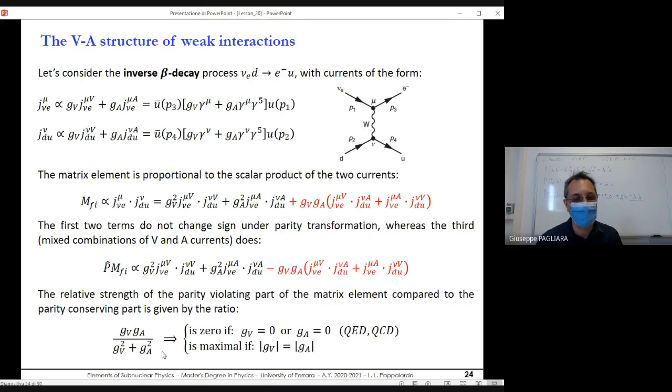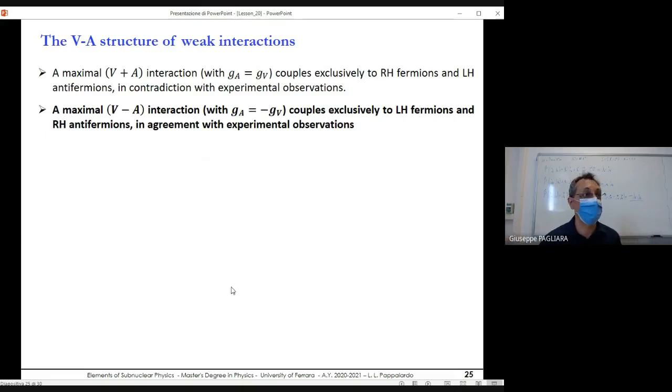On the other hand, it is maximal if GV is equal to GA in magnitude. If they are the same size, then we have a maximal parity violation. And we can have a maximal parity violation in two different ways. Either as the sum of the two, V plus A, in this case GA is equal to GV, or the difference, V minus A. In this case, GA is equal to minus GV. In both cases, we have a maximal parity violation. But the consequences of V plus A or V minus A are completely different.